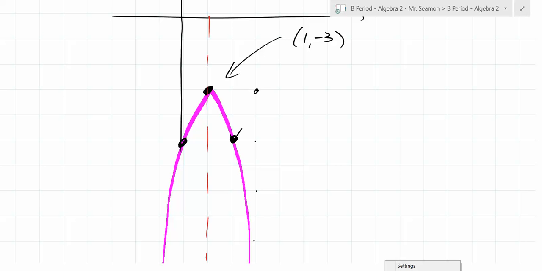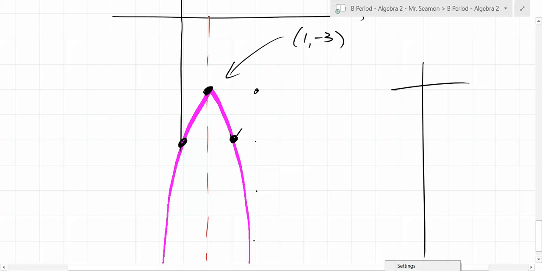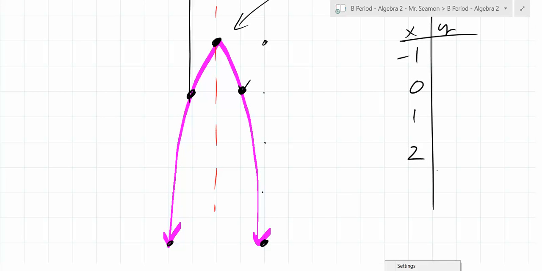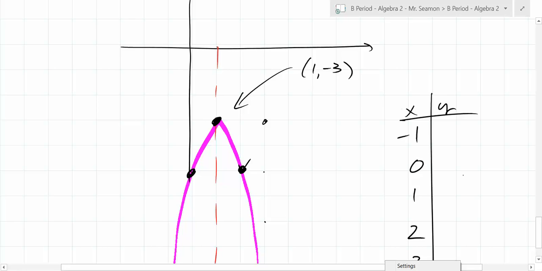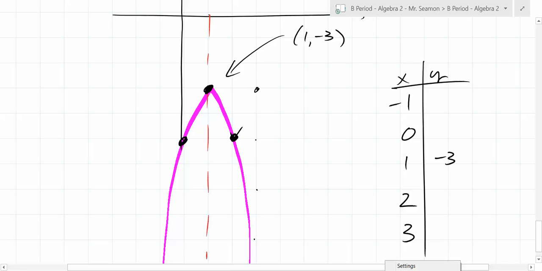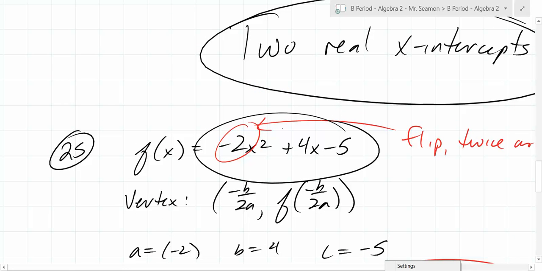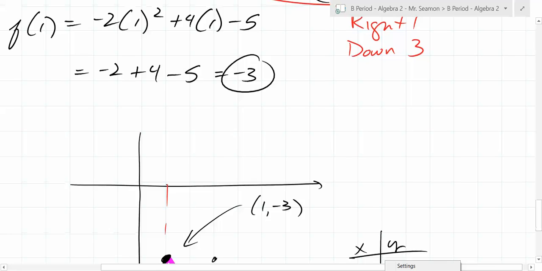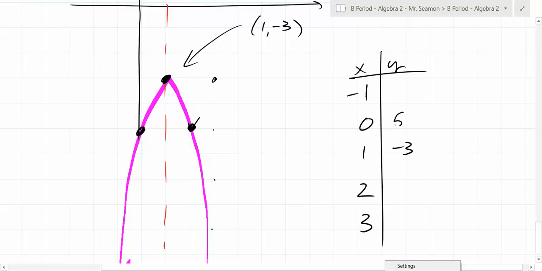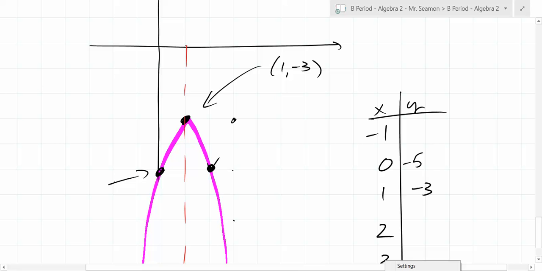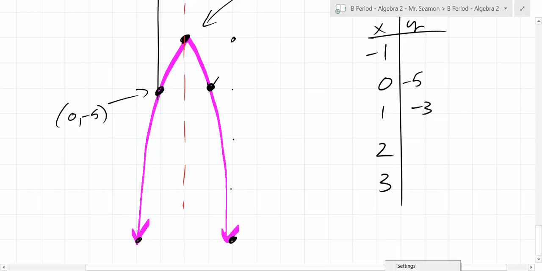So what are those points? Could you make a table if you wanted to? Sure. The values would be -1, 0, 1, 2, and 3, sorry. We know that when it's 1, it's -3, right? So you plug in, if you wanted to get the rest, plug in 0 into this, what do you get? -5. So when you plug in 0, you get -5. And is that the point right there? 0, -5.